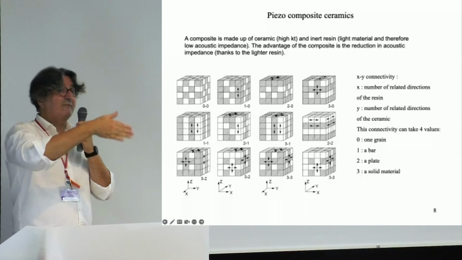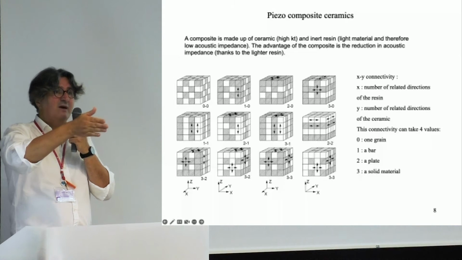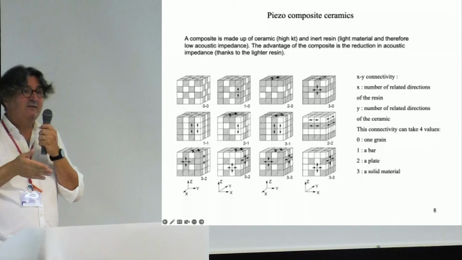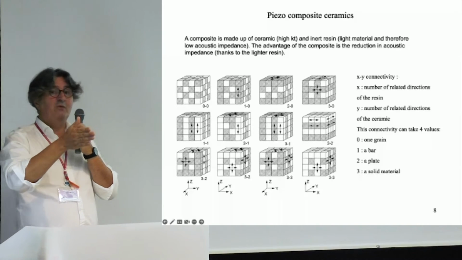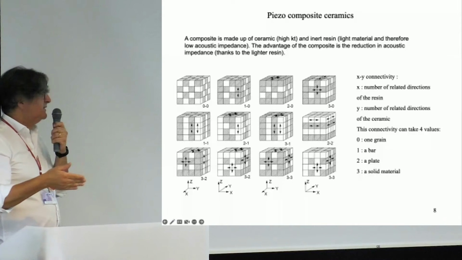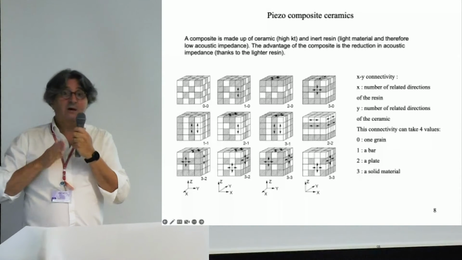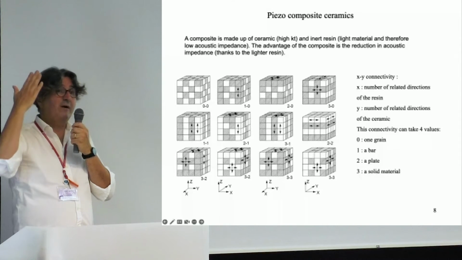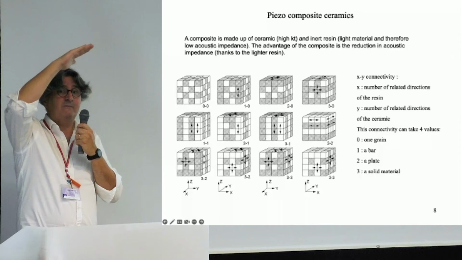So I would say that, for instance, if I look at the people that are in this theater, the connectivity is 0-3: 3 for air, 0 for the people that are there. So you can decline the various connectivities of the material from 0 to 3, having 4 values. 1, you have connectivity in 1 direction. 2, you have connectivity in 2 directions. And 3, you have connectivity in 3 directions.